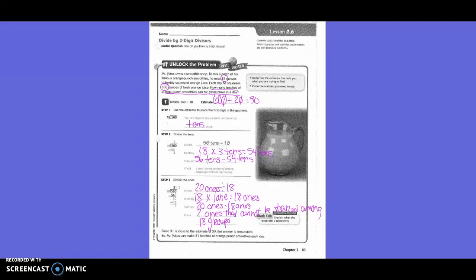So basically, how many full batches could they make? 31, right? Okay, and did they have a little bit of juice left over? Yes. Okay, since 31 is close to the estimate of 30, the answer is reasonable. So Mr. Yates can make 31 batches of orange punch smoothies each day.